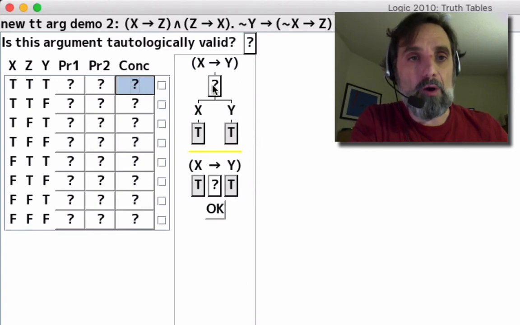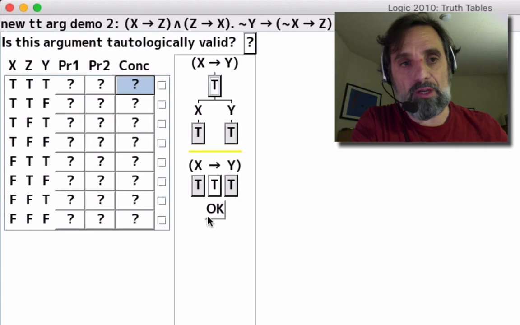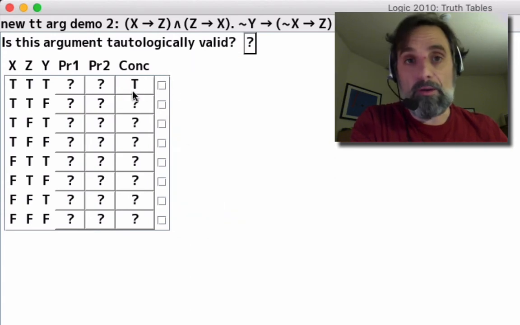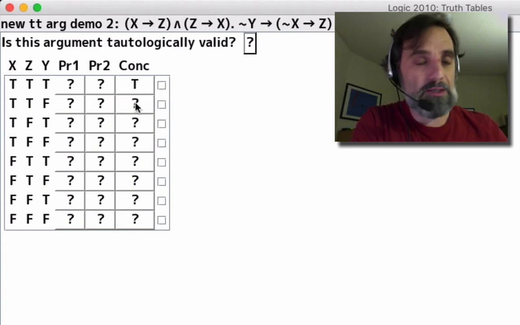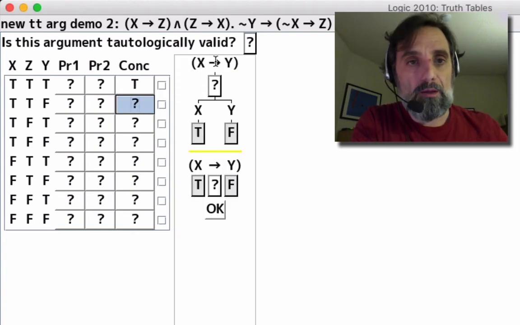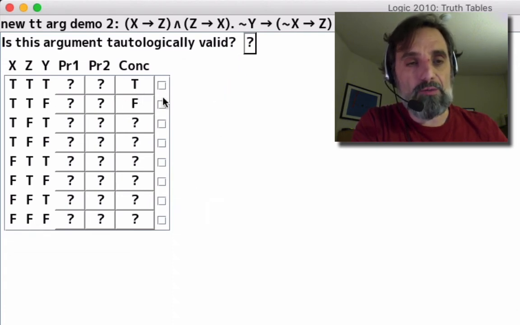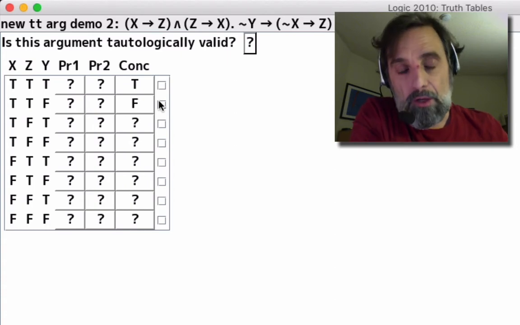So if x then y, well, if the antecedent is true and the consequent is true, then the conditional is true. Do we know whether or not this row is okay or bad? Yes, we know that the row is okay because it has a true conclusion. Let's go to the next row. Conditional, if true then false, false. Do we know whether or not this row is okay or bad? We don't know. It might be bad.